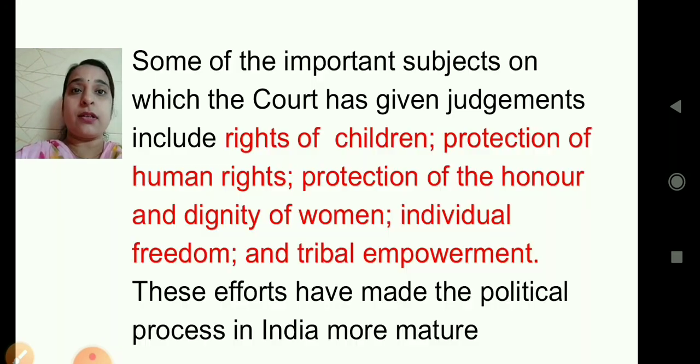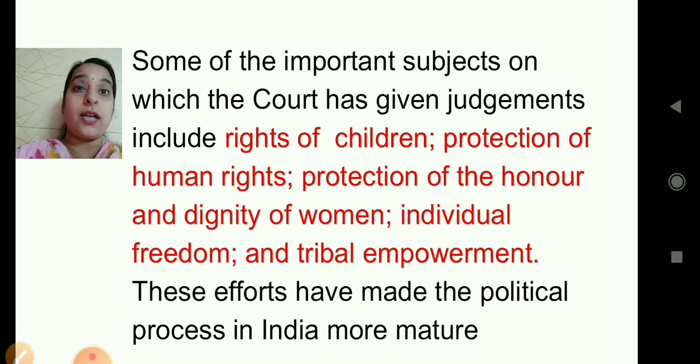Now let us see which are the various decisions of the judiciary. Some of the important subjects on which the court has given judgments include rights of children, protection of human rights, protection of the honor and dignity of women, individual freedom and tribal empowerment. Children, rights of children: you all know about child labor. It's banned in India, right? Then protection of human rights.